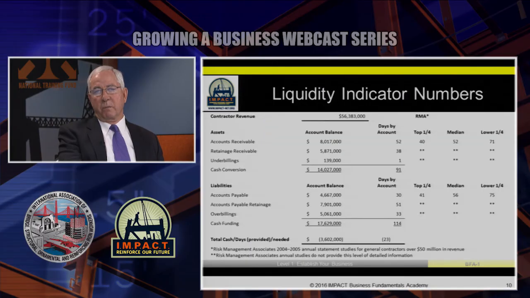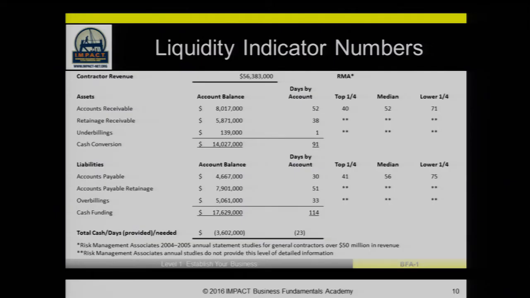And this comes from this particular set of numbers that we used to calculate the liquidity indicator. It starts with the current assets. If you think about it for a minute, project managers manage accounts receivable, retainages receivable, and underbillings. That total is what we call the cash conversion.